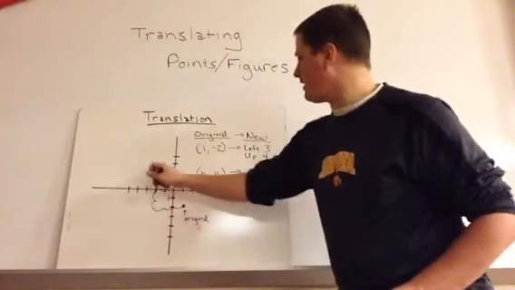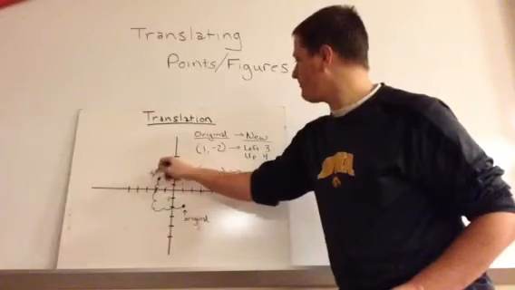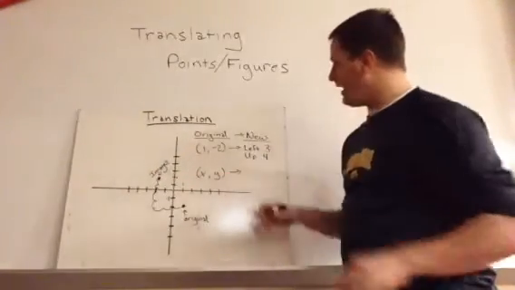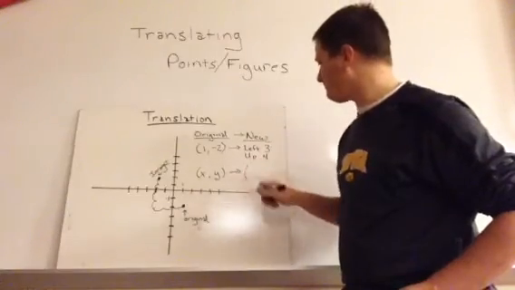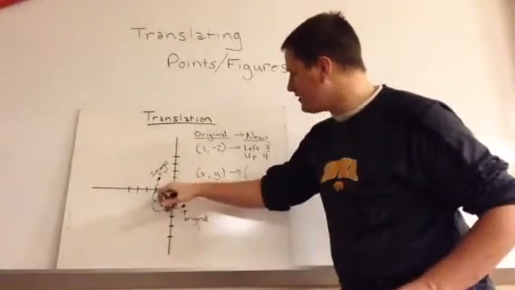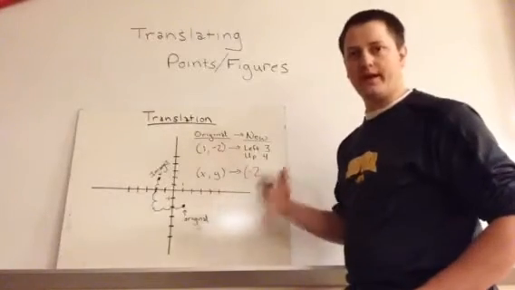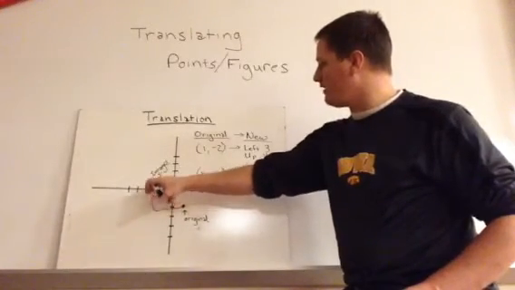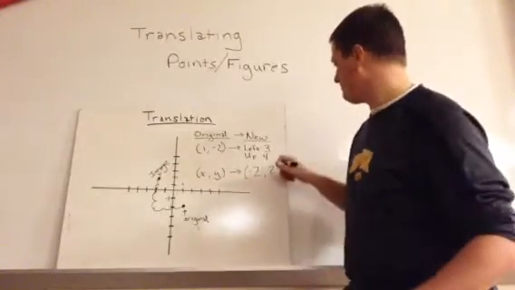And here is our image, or our new point. And our new point ends up, it looks like, at (-2, 2). So we got a -2 for our x, 1, 2, and our y goes to 2.